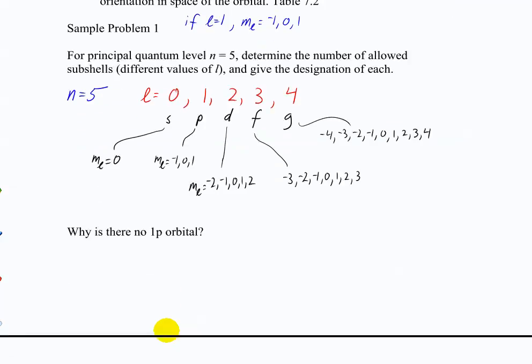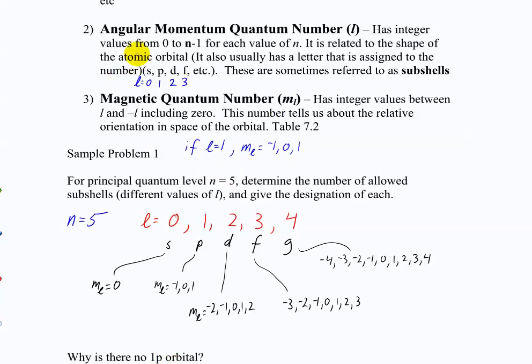All right, another question. Why is there no 1p orbital? Why isn't there a p orbital in the n = 1 shell? Yeah, it doesn't get that far. Right? You can only have values of L from 0 to n-1. So in the one shell, n-1 equals 0. So the only value of L can be 0, which means you can only have an s orbital in the n = 1 shell.